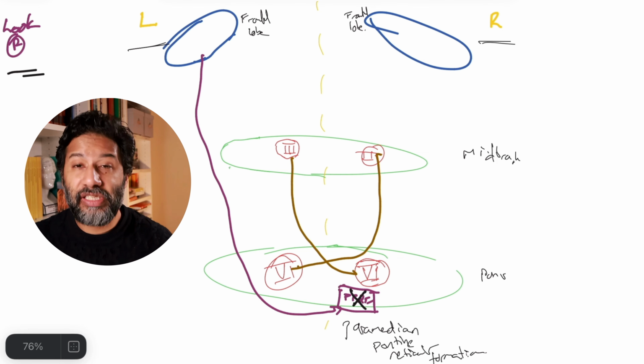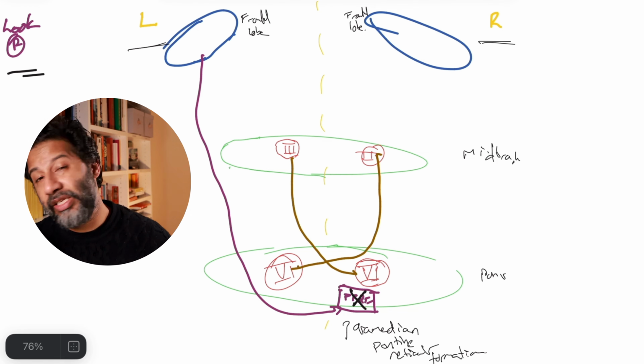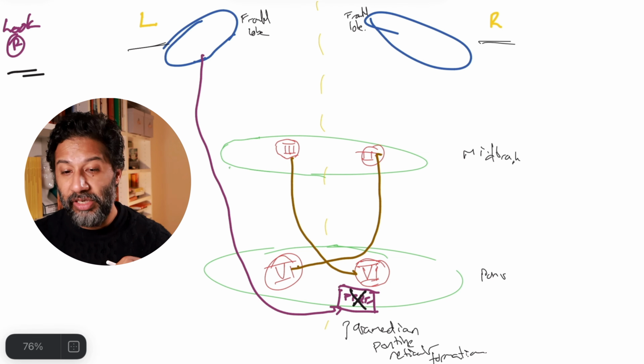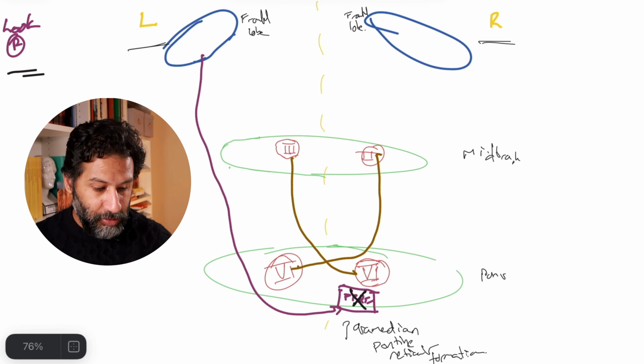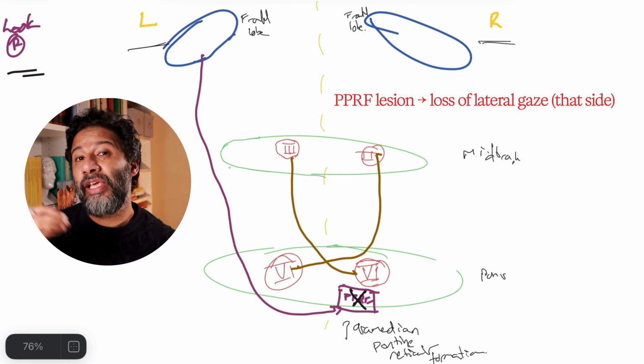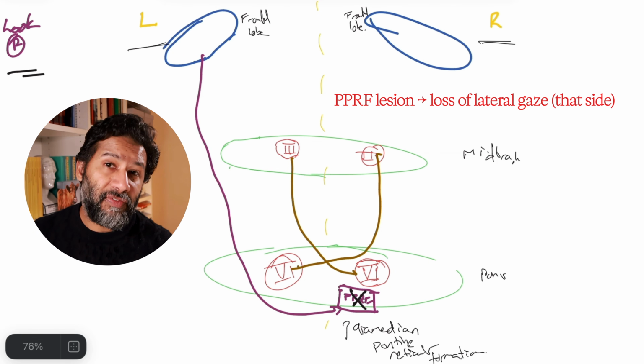So it doesn't go to the 6th nerve nucleus, doesn't go to the 6th nerve, doesn't abduct the eye, doesn't go up the MLF, doesn't go to the 3rd nerve, doesn't adduct the eye. And so in the process, you don't look right. So you get a loss of lateral gaze to one side. So a PPRF lesion can do that.